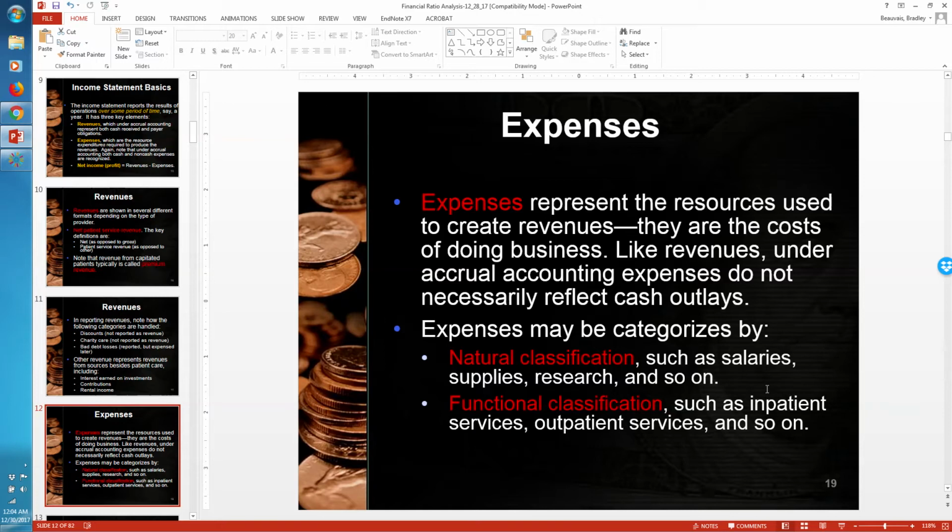So don't get confused as you look at different income statements. You might see them reported a couple of different ways. More often than not, at least across the entire organization, you're going to see it at the natural classification level, but occasionally you might see it functional as well. So just be prepared for that.